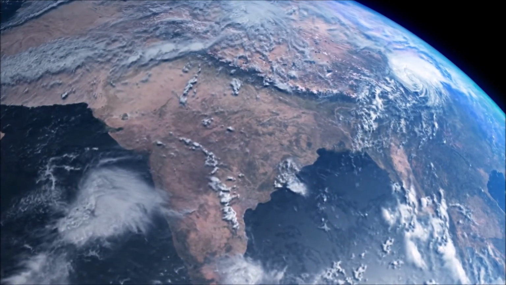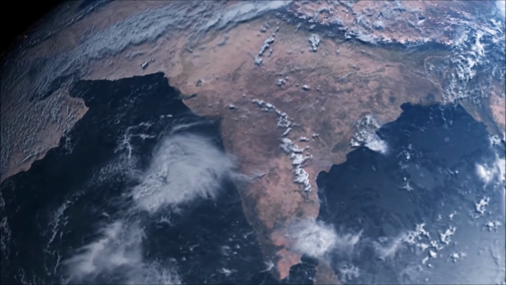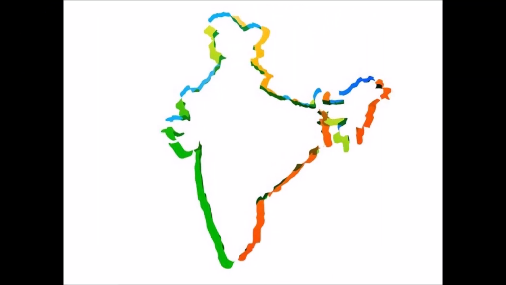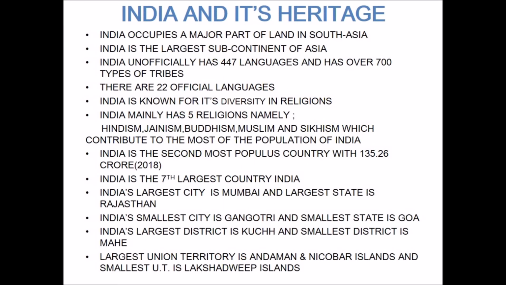Going into this chapter, let me first introduce India. India occupies a major part of land in South Asia. It is located in the northern hemisphere. India is the largest subcontinent of Asia. India unofficially has 447 languages and over 700 types of tribes. There are 22 official languages.